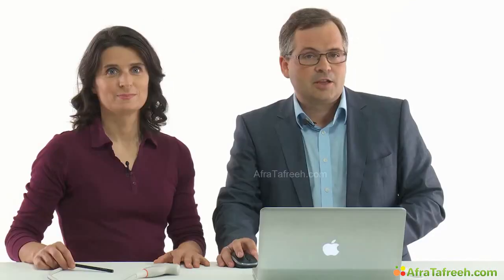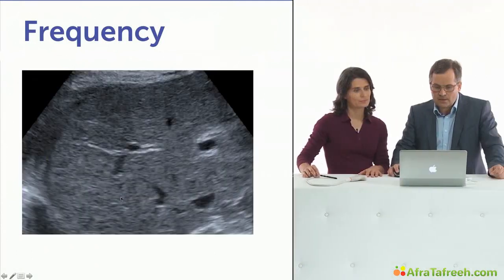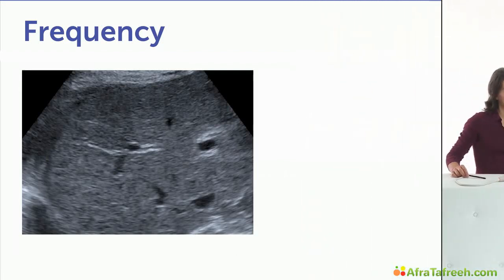Next, we select the highest possible frequency, which allows us to depict the deepest structure well. This provides the best resolution for the depth required. Always remember, the higher the frequency, the better the resolution. In this particular case, we used 1.8 megahertz, and we see less resolution, but also less attenuation in the far field. And when we zoom in, there are only less details, so the resolution is quite bad.